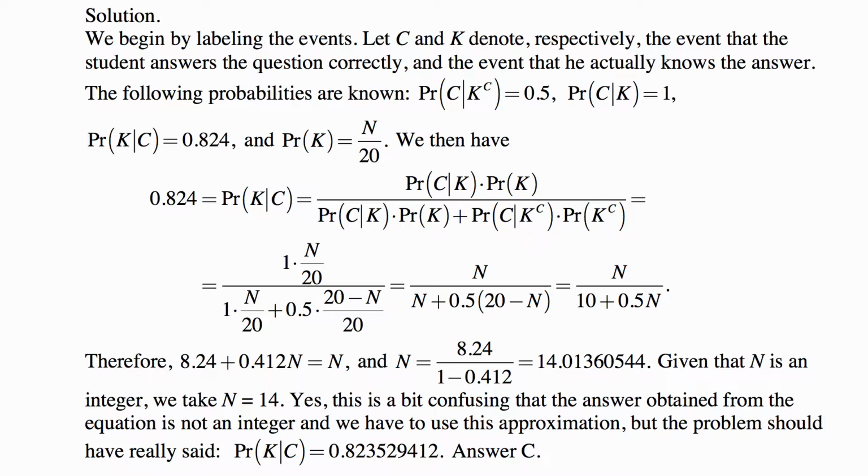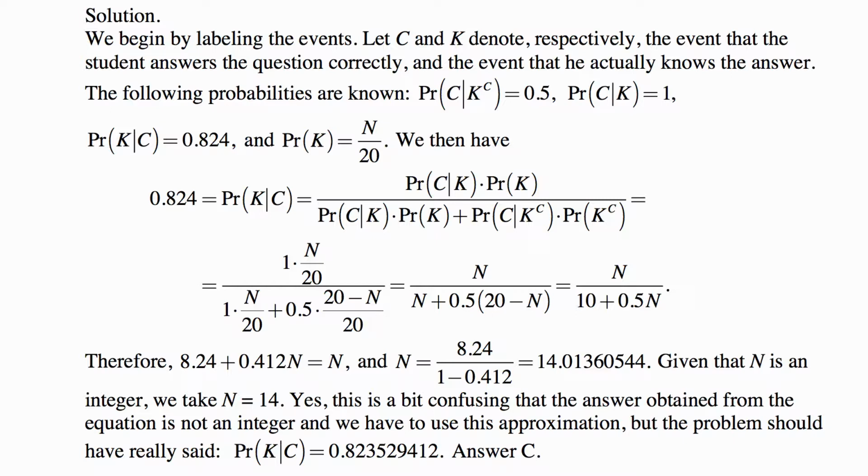And this is now an equation in which the only unknown is n, and we conclude that 10 times 0.824, which is 8.24, plus half of 0.824, which is 0.412, times n, is equal to n, so that n is equal to 8.24 divided by 1 minus 0.412, and this comes out to be about 14.01360544. But n is an integer, so we just take n to be 14.